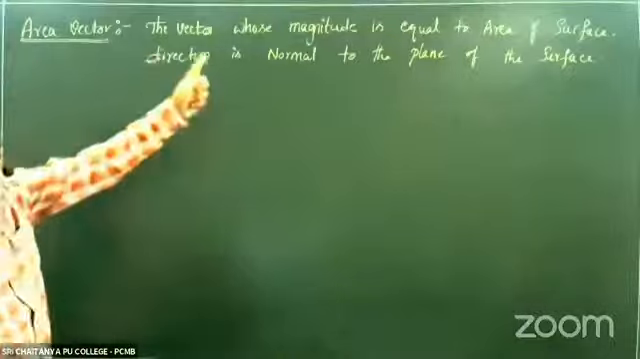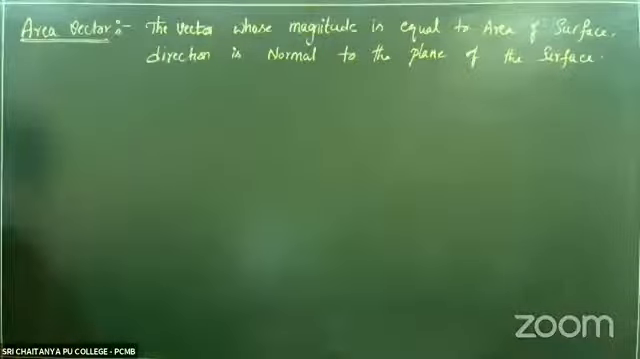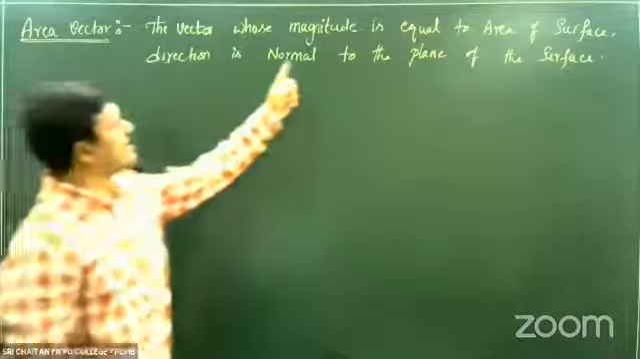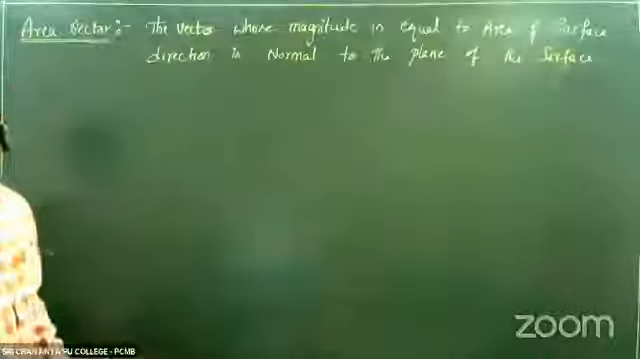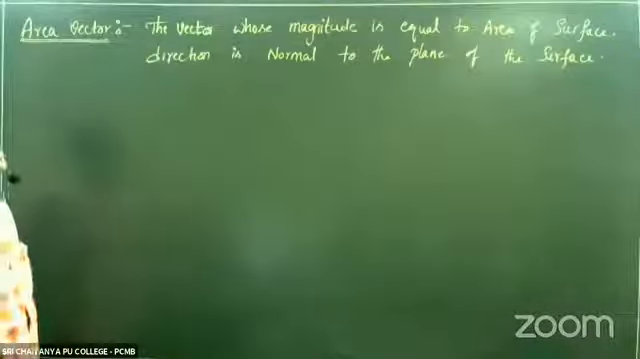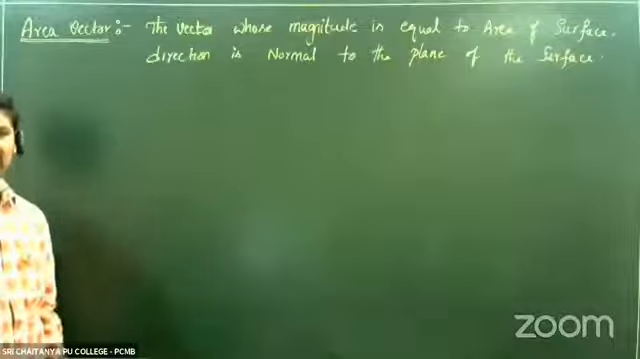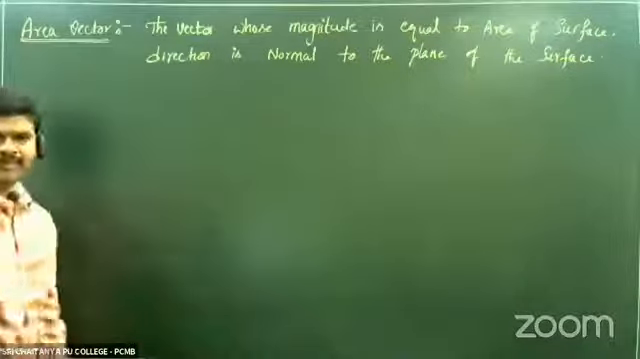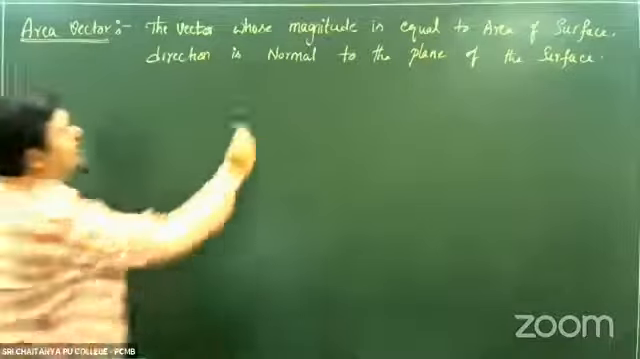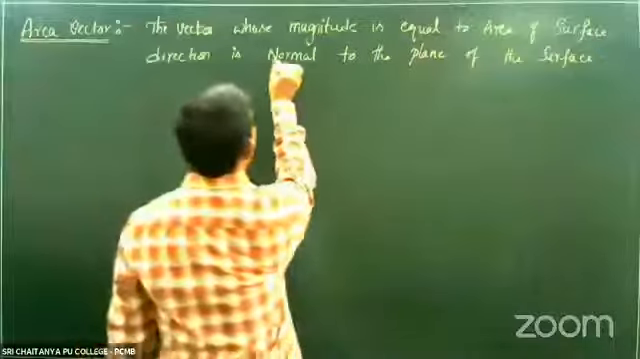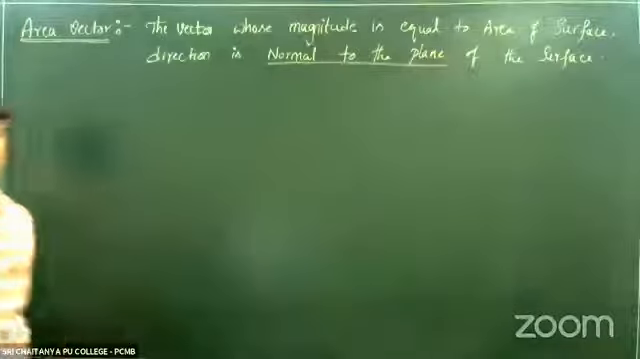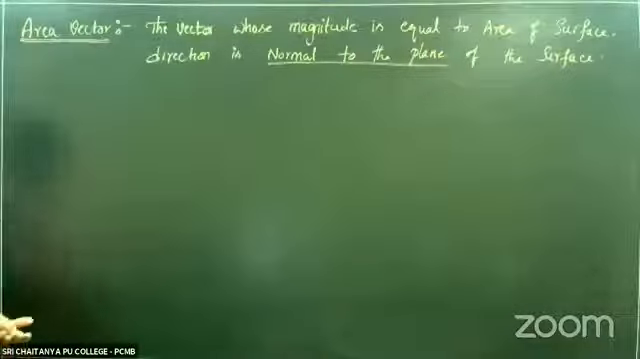The vector whose magnitude is equal to the area of the surface and direction is normal. Normal in the sense perpendicular to the plane of the surface is known as that plane's or that surface's area vector, right? As you said, it is a vector, it should have direction, right? So this is the note point to remember. Normal to the plane of the surface, right? We'll see the example.